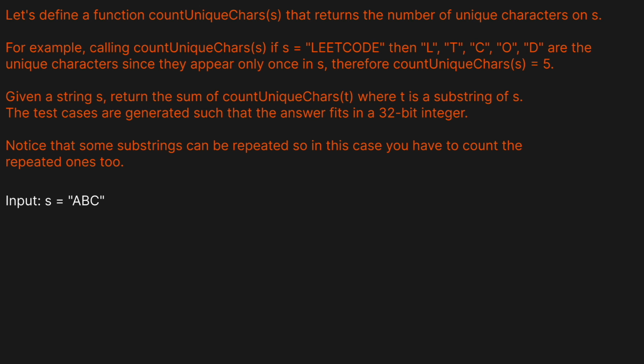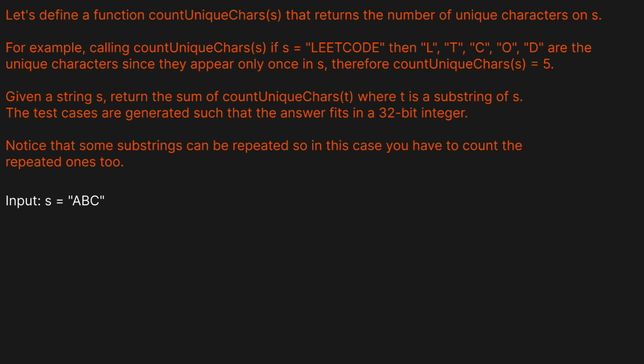Today we're going to be solving Leetcode problem 828, count unique characters of all substrings of a given string. Let's define a function, count unique characters of s, which returns the number of unique characters in s. For example, if s equals Leetcode, then L, T, C, O, D are the unique characters since they appear only once in s. Therefore, count unique characters equals 5.